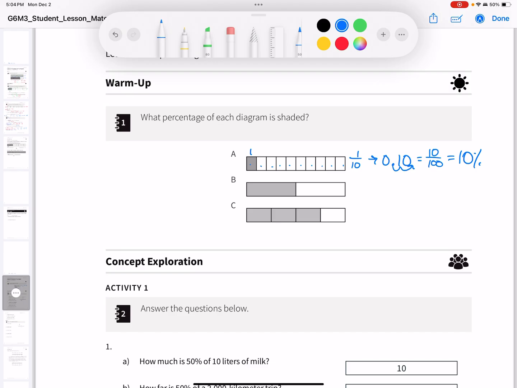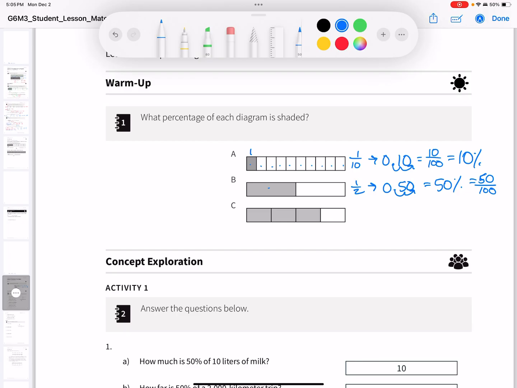All right, here we have 1 out of 2 shaded, right? That we can write as a decimal as 0.5 or 0.50. And as a percentage, we move that over 2 decimal places to get 50%. Or we could think of it as 50 hundredths. And since percents are out of 100, it's 50%.